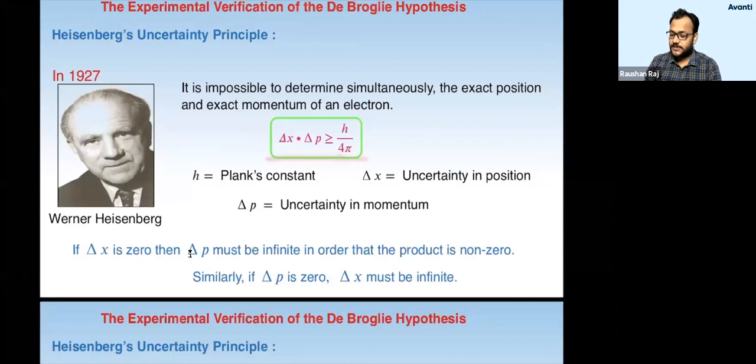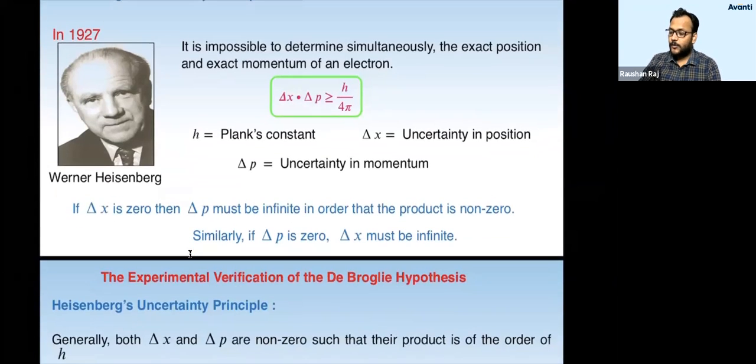So Heisenberg's uncertainty principle is that delta x into delta p is greater than or equal to h by 4 pi. What is delta x? Uncertainty, change in position, uncertainty in position. What is delta p? Uncertainty in momentum.